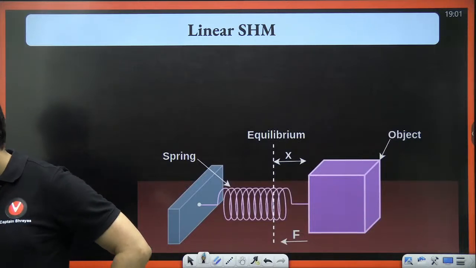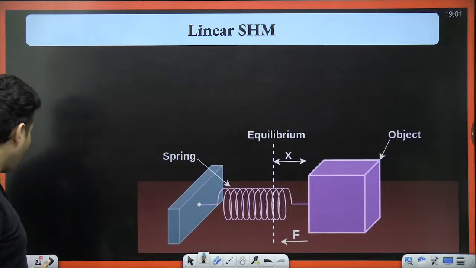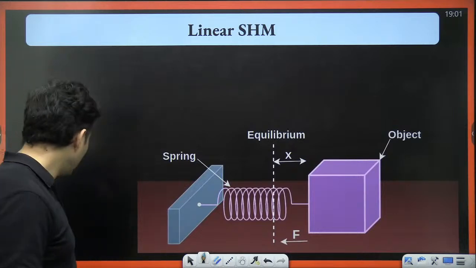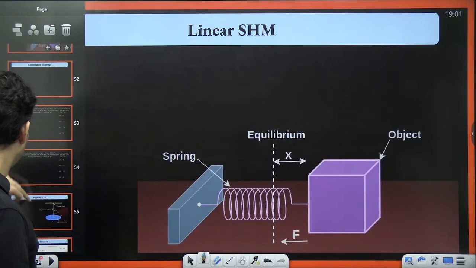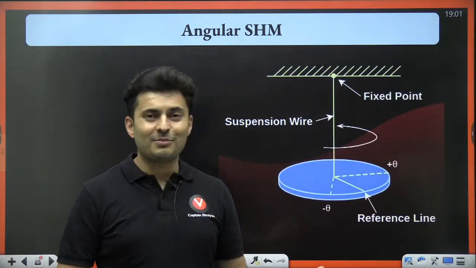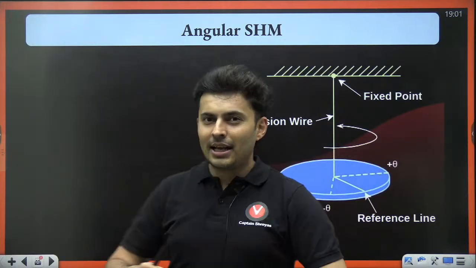Awesomeness. So now the next one is the pendulum motion. Angular SHM, we'll be seeing that also after some time. So angular SHM means you twist something, like a dance step.